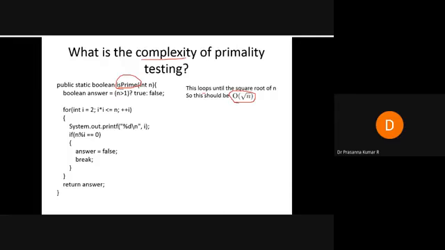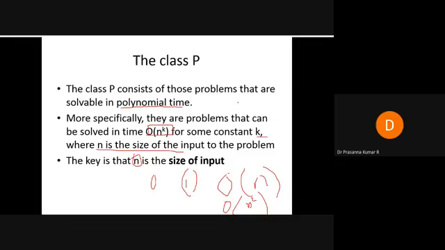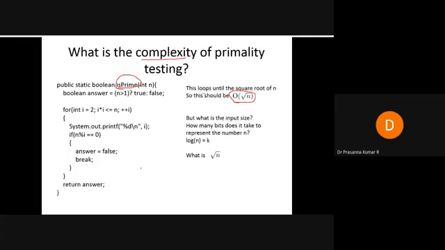So it should be big O of square root of n. But what is the input size? Well, as I told you in the previous slide, this n plays a crucial role in this P type of problem. So here it depends upon the n value. So what is the square root of n?